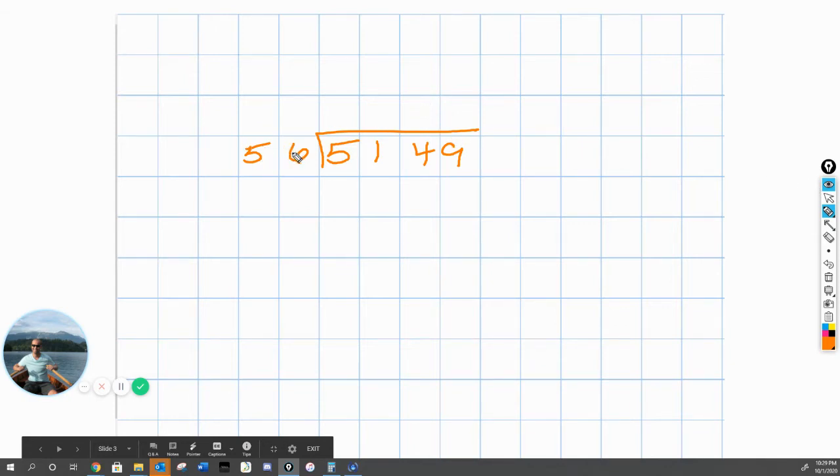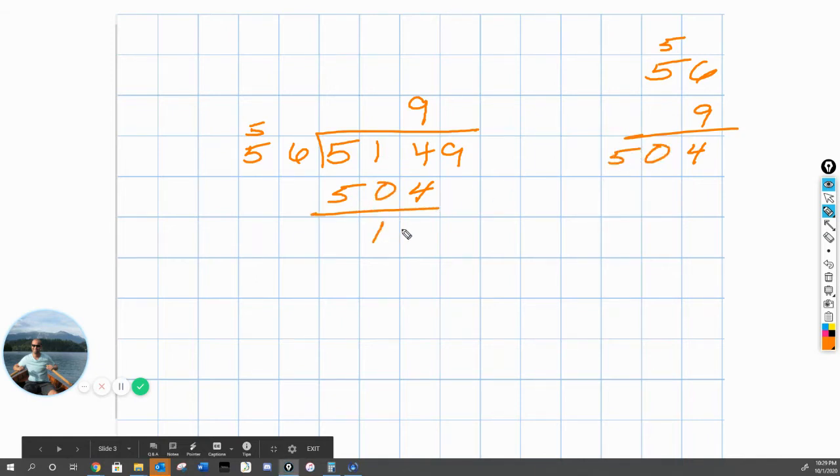56 is close to 60. This 514 could be close to 540. So that's that estimation with compatible numbers. So I'm going to go with a 9. Then instead of coming over here and doing 56 times 9 like this, I'm going to do 9 times 6 is 54. Carry the 5. And I'm showing you in both. Carry the 5. 9 times 5 is 45 plus 5 is 50. Oh, look at that. And you get 504.